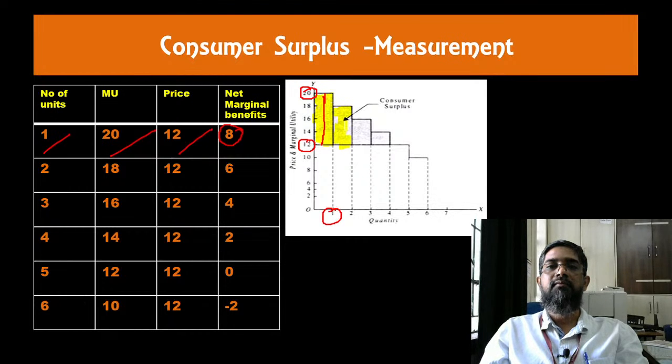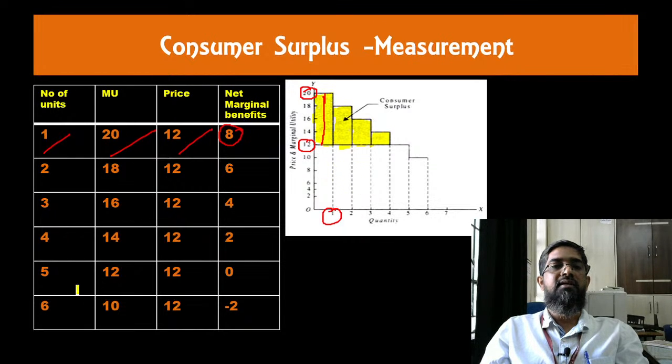This is 6.1, this area. From the third unit, marginal utility is 16 and price is 12, so this is the net benefit. This area represents the net benefit from the third unit. Similarly, for the fourth one, the net benefit is 2, because marginal utility has gone down now.